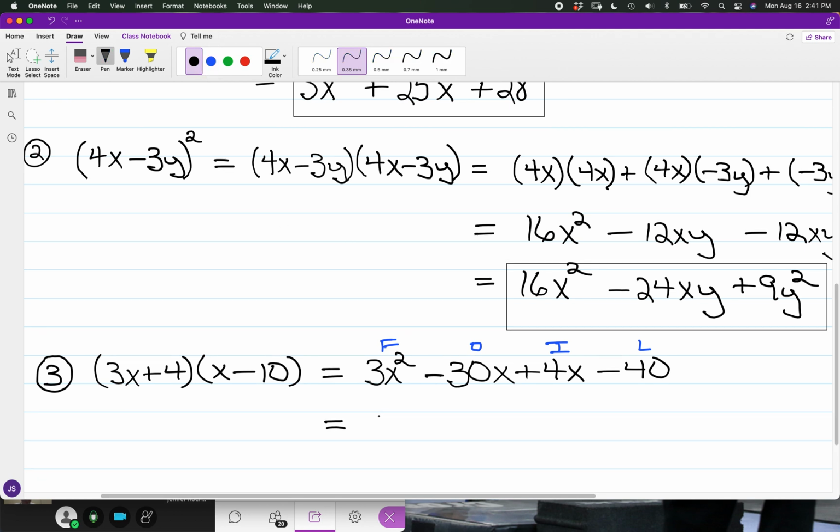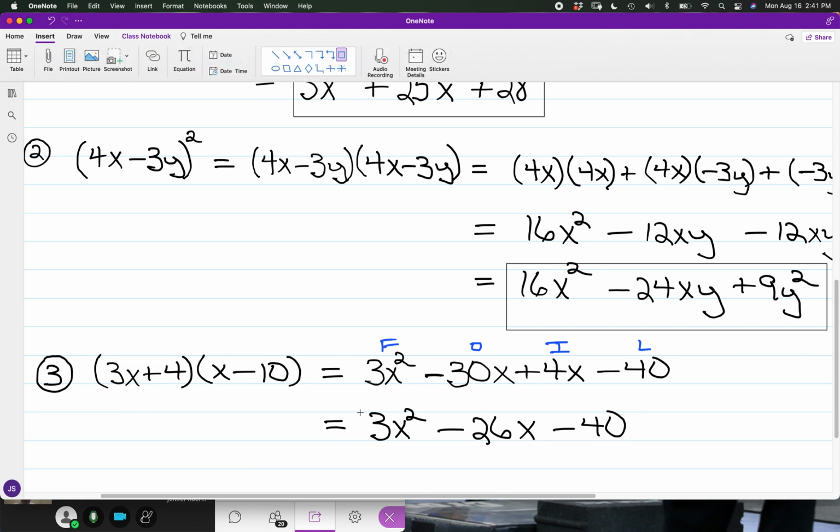So combining, we got 3x squared. In the middle, I have negative 30x plus 4x. So this will amount to negative 26x. And followed by the subtraction of 40. And so we hereby had the result as 3x squared minus 26x minus 40.